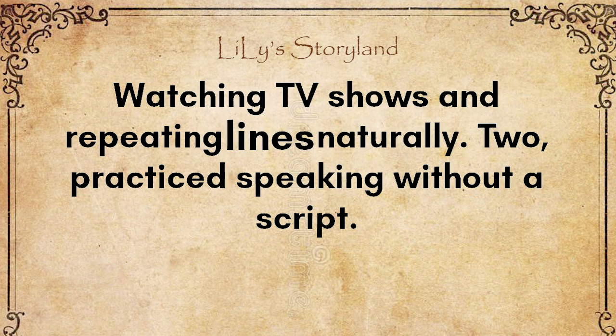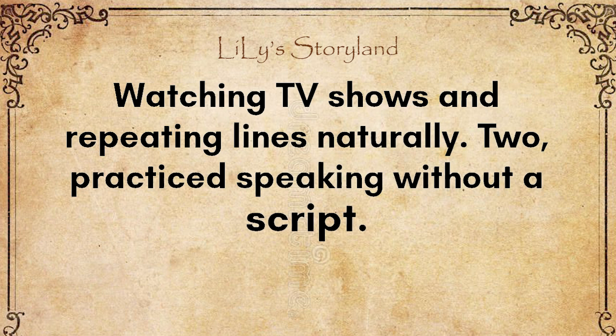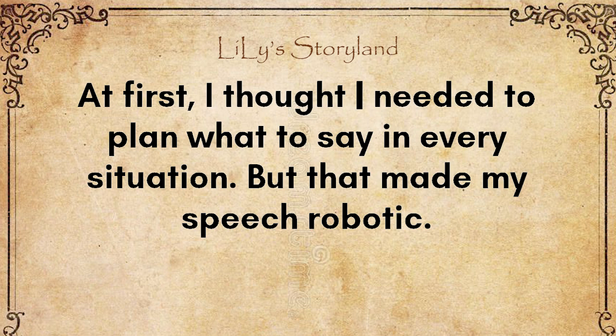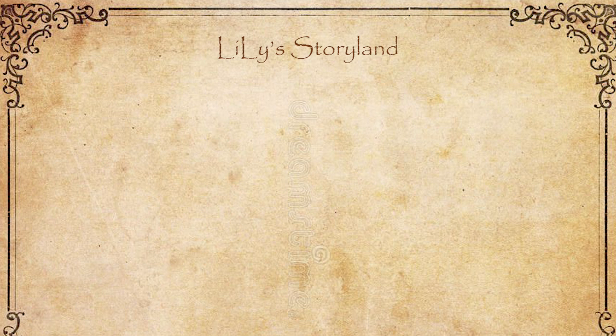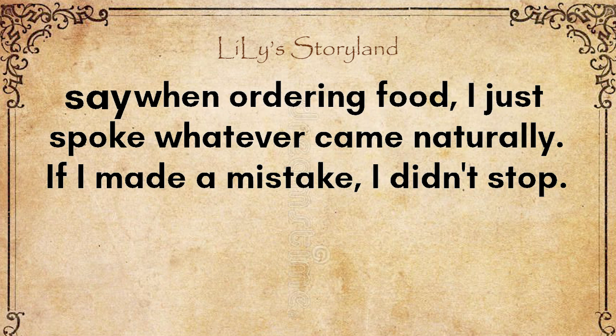Watching TV shows and repeating lines naturally. 2. Practiced speaking without a script. At first, I thought I needed to plan what to say in every situation, but that made my speech robotic. So, I started practicing conversations without planning. For example, instead of preparing what to say when ordering food, I just spoke whatever came naturally.